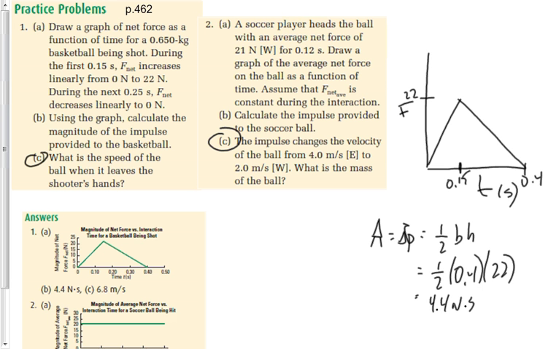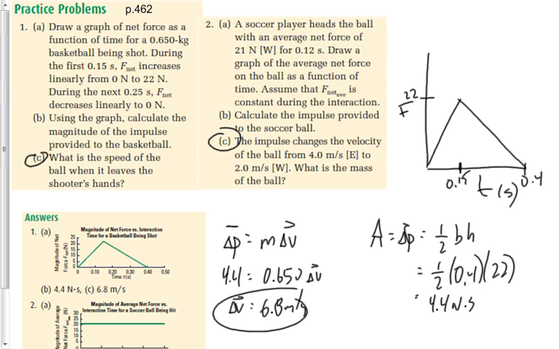Now, I want to find the speed of the ball when it leaves the shooter's hands. Okay, you guys know roughly how to do this. We know that delta P is equal to m times delta V. We're not going to use F times T here, because the force isn't constant. It's a changing force. So let's use m times delta V. We know what delta P is. It's 4.4. We know what the mass is. It's 0.650. We can solve for delta V. 4.4 divided by 0.65 gives me delta V, I assume, equal to 6.8 meters per second.